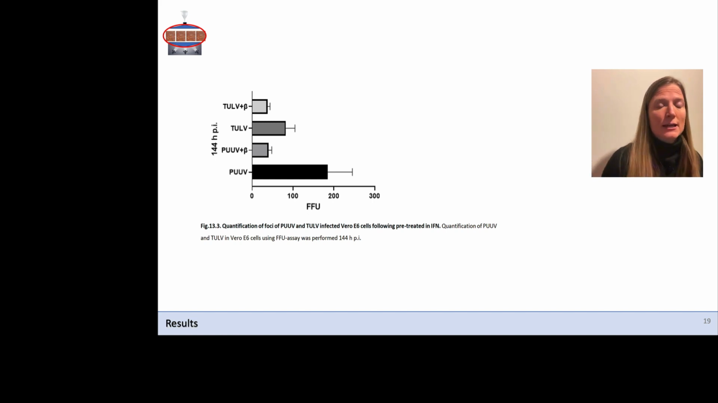What is missing as well is the information of these bars. Is this mean, median, standard deviation, standard error? How many N is this? Is this significant? So I do see some differences, but are these differences statistically significant or not?